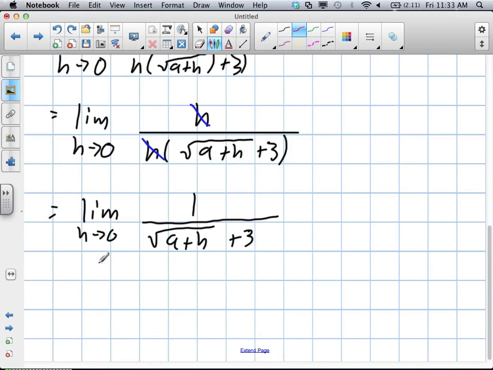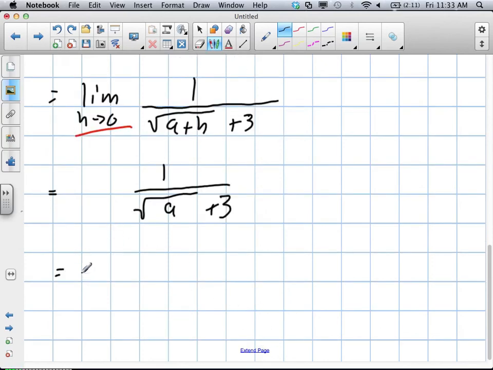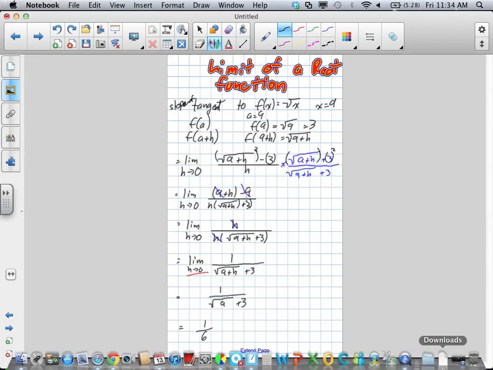This is where we are going to plug in our h at 0. Okay? So we then get 1 over, what's 9 plus 0? Close. We have our root 9. Root 9 is 3, so we have 3 plus 3 gives us 6. So our slope at 9 on our root function is 1 over 6 at that point.